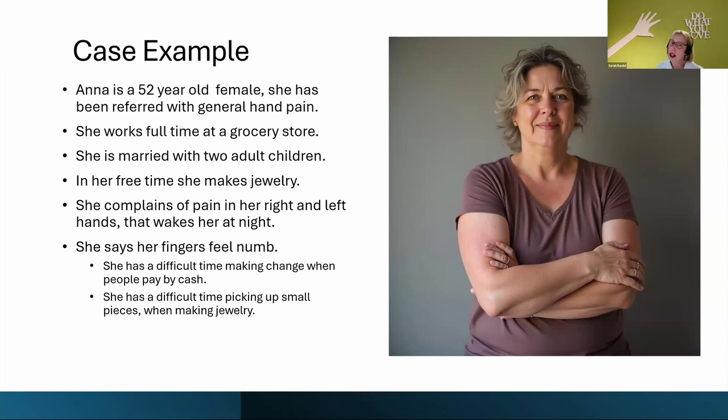Anna works at a grocery store. She's married. She has 2 adult children. In her free time, she likes to make jewelry. When she comes, she complains of pain in her right and her left hands, and that wakes her at night. That's my first clue that this is maybe not just general hand pain. She says her fingers feel numb. She has difficulty making change when people pay by cash. She has a difficult time picking up the small pieces that she needs to make jewelry.